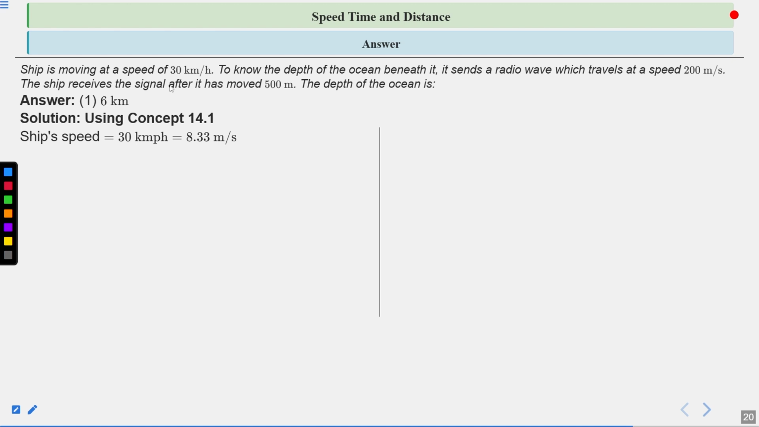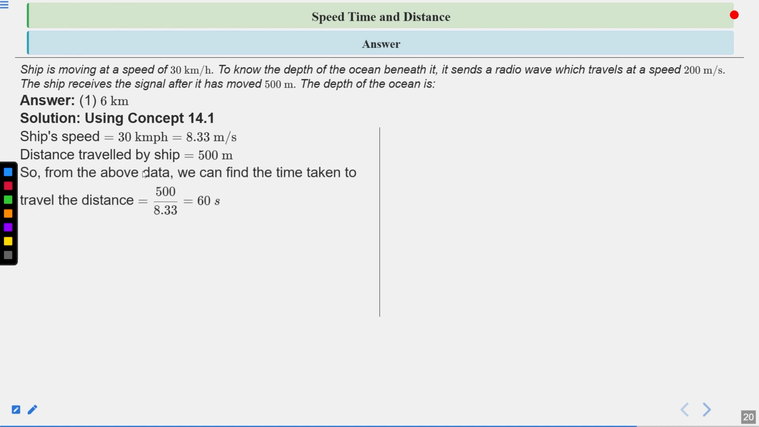So we can say that the ship's speed is 30 km per hour. When we convert it into meter per second, we get the speed of the ship, which is 8.33 meter per second. Now the distance traveled by the ship is given, which is 500 meter. So from the above data, we can find the time taken to travel the distance. So 500 upon 8.33, which we can calculate as 60 seconds. Now we know the speed of the radio wave, which is 200 meter per second.